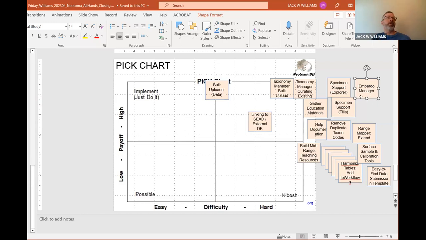So if I think about that one, and Jessica, you can move it up or wherever here, but I would put it at the top of our payoff list, in the upper tier here. And I'd also put it about the same difficulty space as bulk uploaders. That's my starting bid, and we can move it up, down, left, or right.